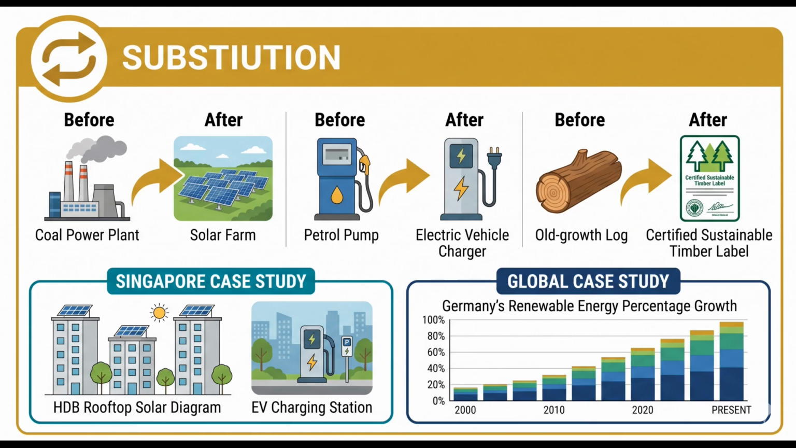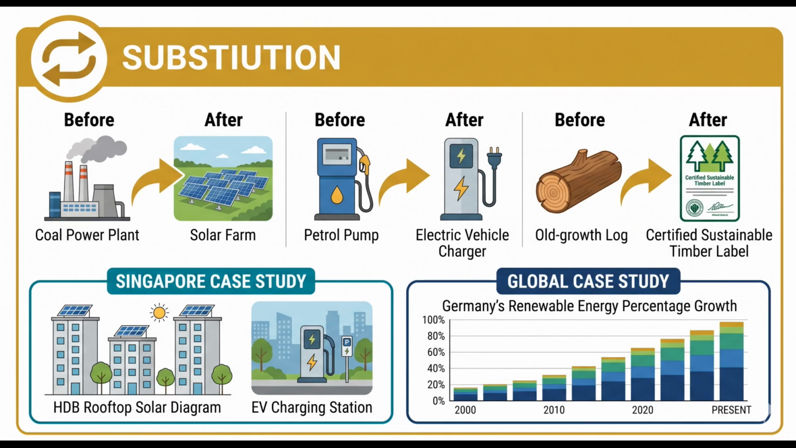Singapore example, solar panels are being installed on HDB rooftop car parks and community buildings across the island. Singapore has also announced plans to phase out all petrol and diesel vehicles by 2040, replacing them with electric vehicles. This shifts the transport sector away from a finite non-renewable resource toward electricity, which can be generated from renewables.